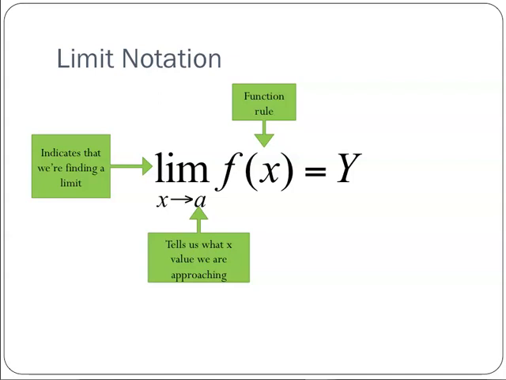You might just represent it with f of x, or you might actually write out the function rule, whether it's a polynomial function, a rational function, or any other function. And then on the other side of the equal sign, this y is the value that the function actually approaches. So you would read this as the limit of f of x as x approaches a is equal to y.